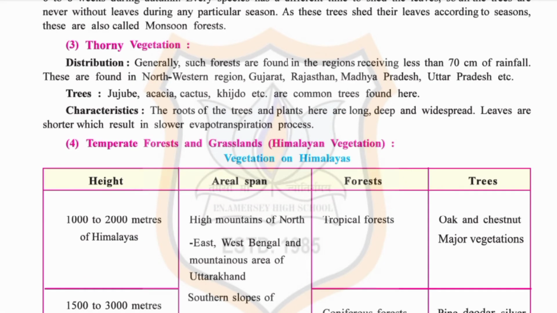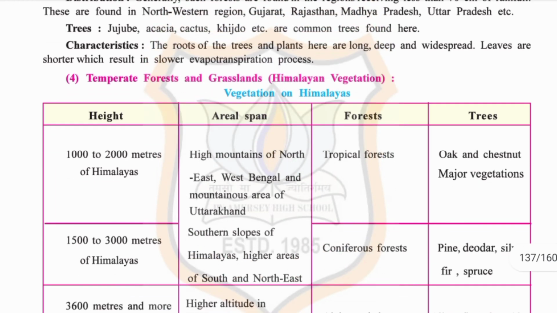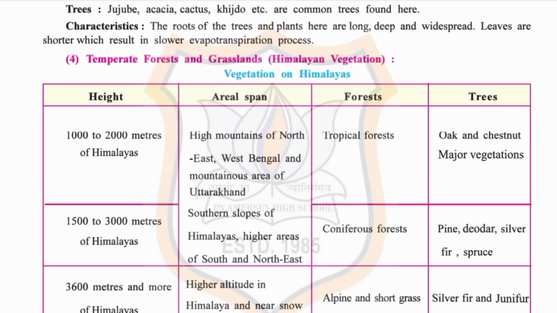Now the third one, thorny vegetation. Distribution. Generally, such forests are found in the regions receiving less than 70 centimeter of rainfall. These are found in northwestern region, Gujarat, Rajasthan, Madhya Pradesh, Uttar Pradesh, etc. Now the trees found here are jujube, acacia, cactus, khijdo, etc. are common trees found here. Characteristics. The roots of the trees and plants here are long, deep and widespread. Leaves are shorter, which result in slower evapotranspiration process. Now the fourth one is temperate forest and grassland, that is Himalayan vegetation.